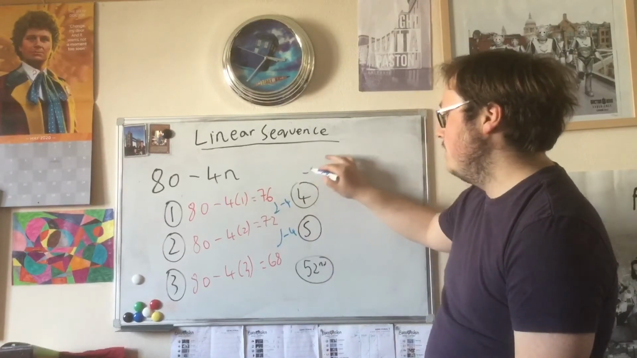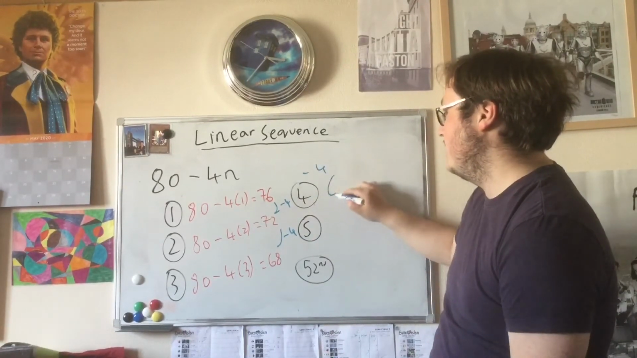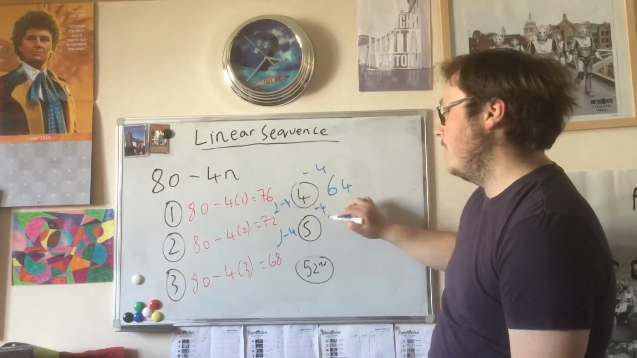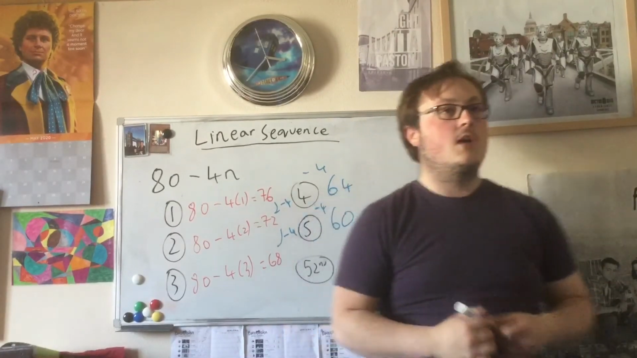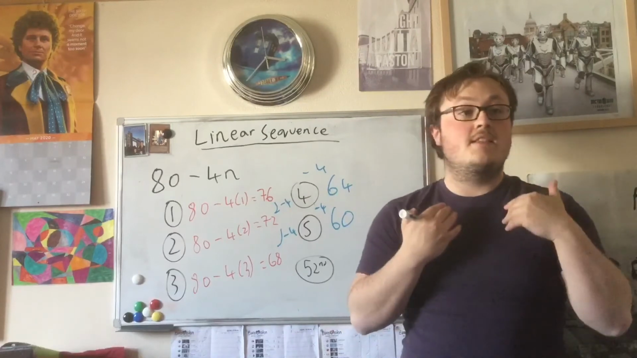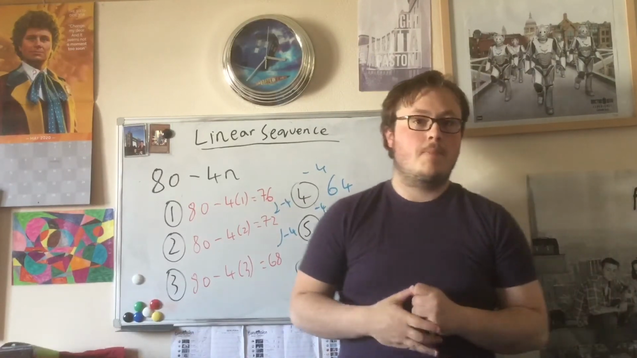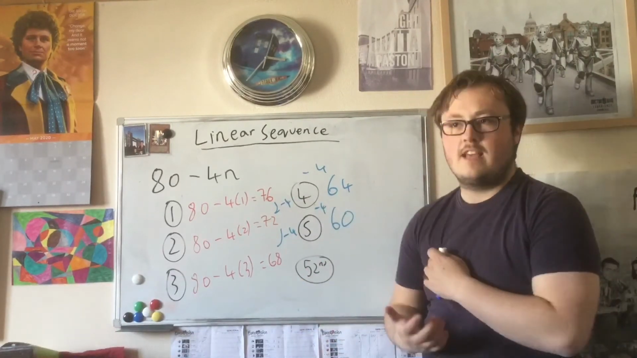So we're decreasing by 4 to get to here, which gets us 64. Decrease by 4 again to get to 60. And that's how we find the first 5 terms, because we know they're decreasing by the same amount because it's linear. So how do we find the 52nd term?